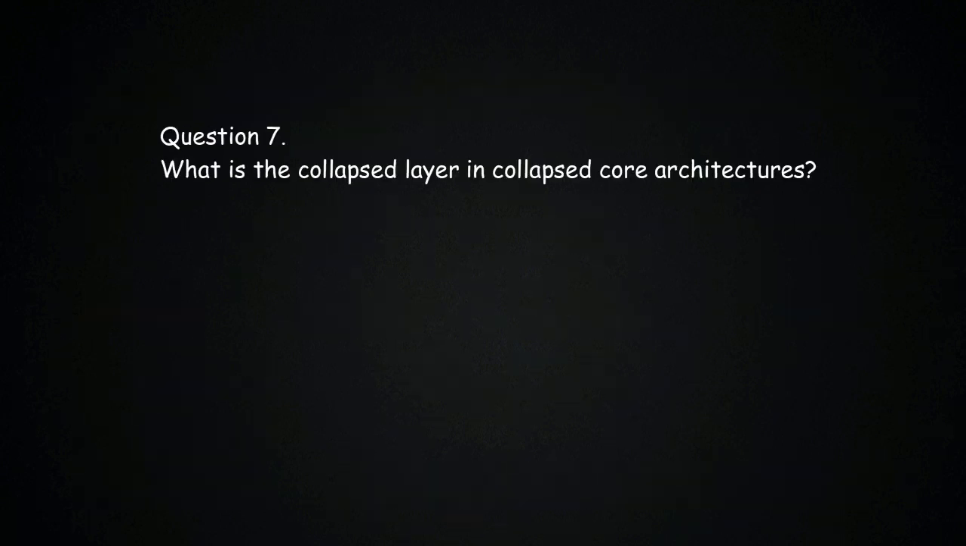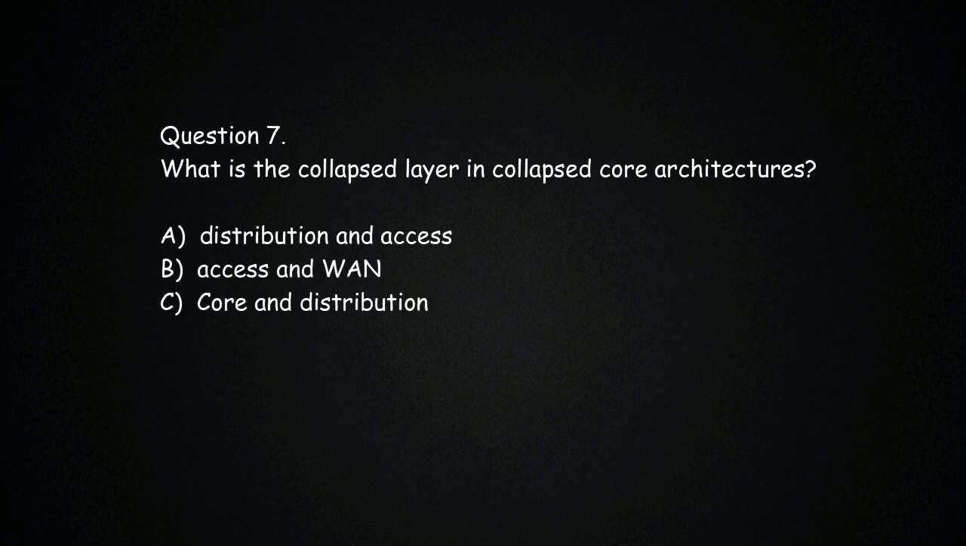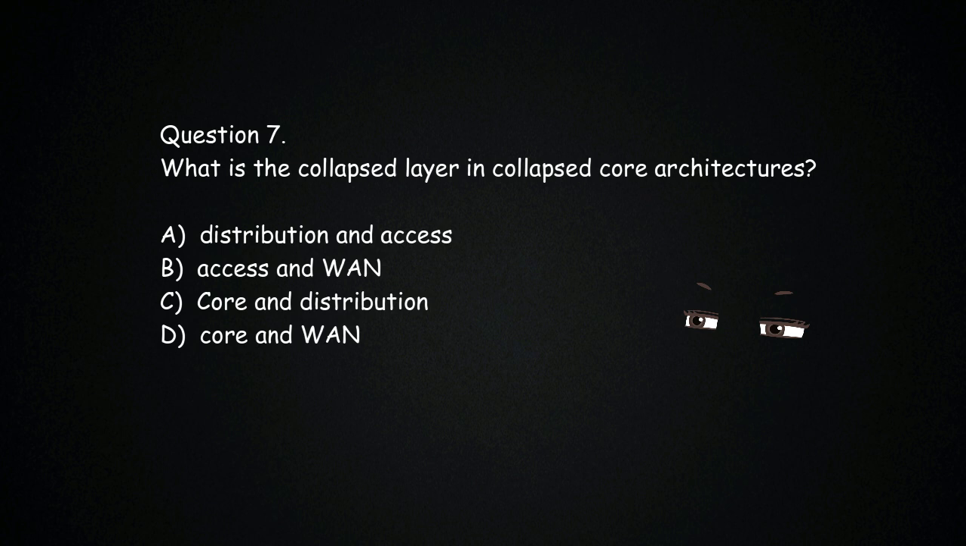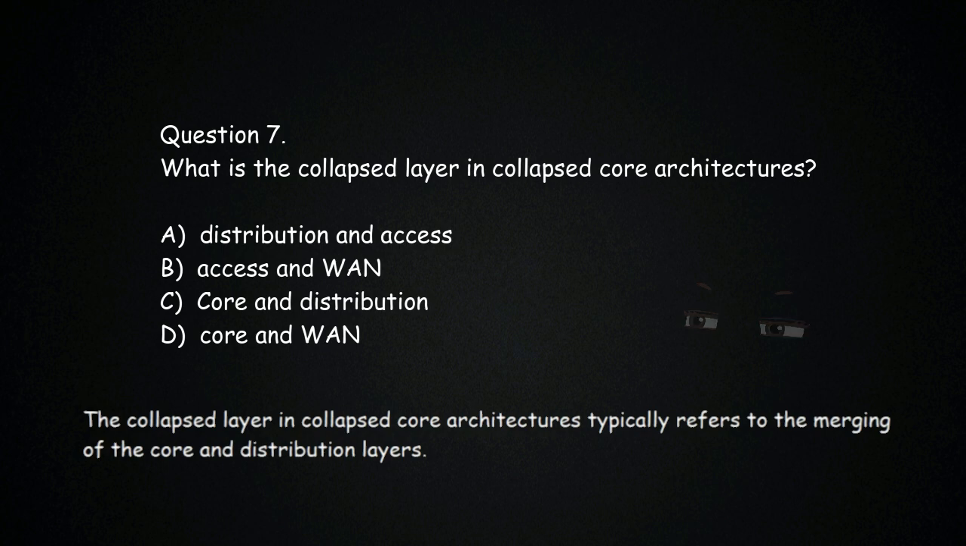Question 7. What is the collapsed layer in collapsed core architectures? Options. The collapsed layer in collapsed core architectures typically refers to the merging of the core and distribution layers. Therefore, the correct answer is C. Core and distribution.